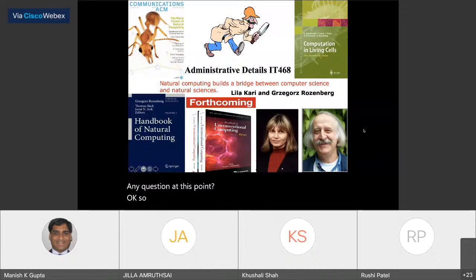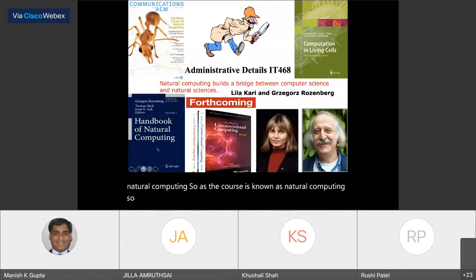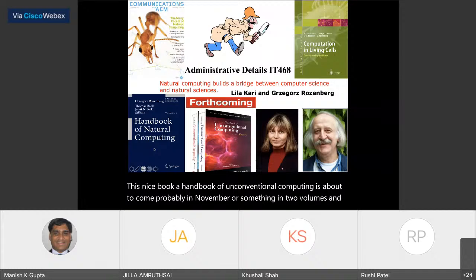Okay, so you see there is Leela Kari in the picture, and Rosenberg. These are purely computer scientists, especially theoretical computer scientists. They have done a lot of work in this area. And there is a nice Handbook of Natural Computing. As the course is known as natural computing, I will talk more about the literature towards the end of the lecture, where I'll give you some links. And this nice book, Handbook of Unconventional Computing, is about to come probably in November or so, in 2 volumes. And the Handbook of Natural Computing is also in 2 volumes.